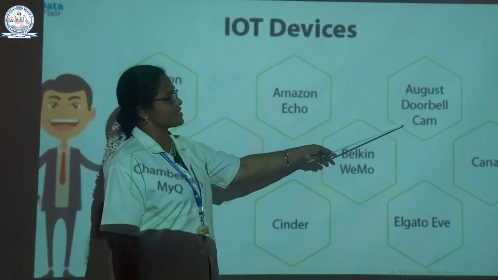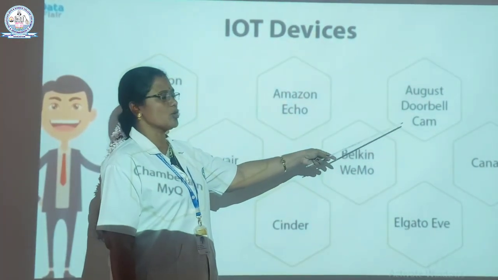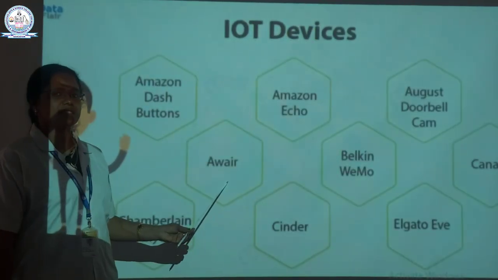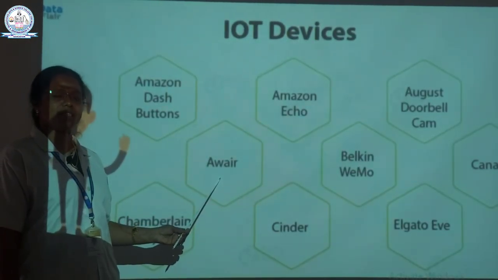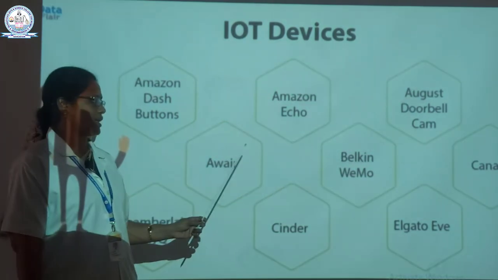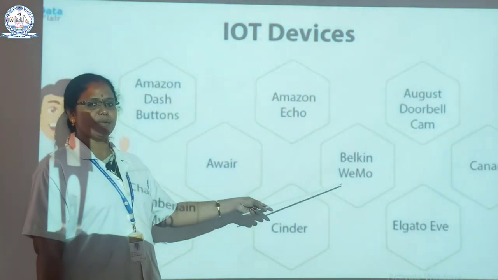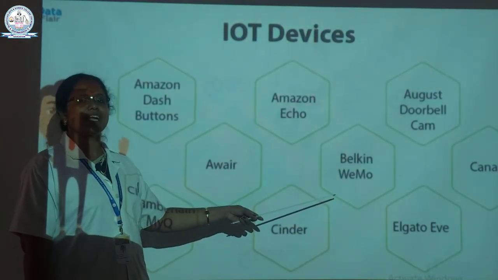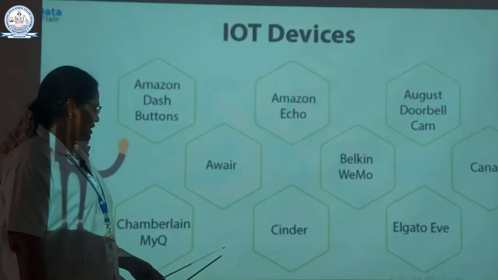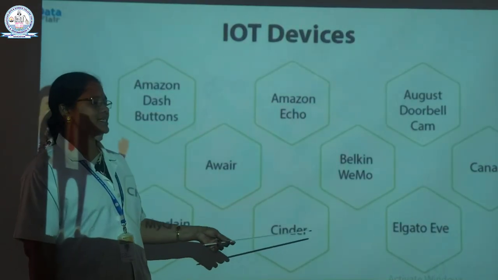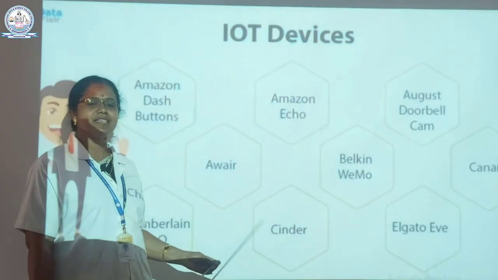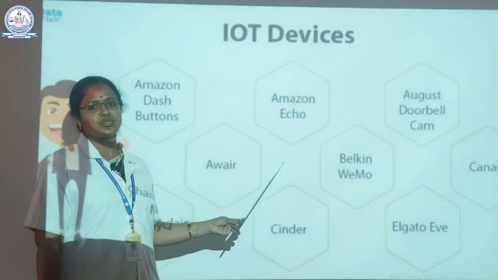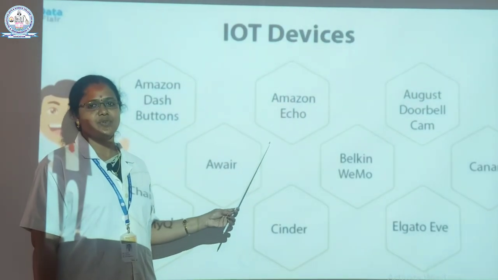Then the August doorbell cam, that is a doorbell camera, which you fix at the door. Then Awair, which is mainly used for the environment, such as temperature and CO2. Then Belkin Wemo, which is like a switch box to control all electronic items. Then Chamberlain, Micro and Cinder and LA. So each and every device serves separate areas and can be connected through the IoT devices over the network.